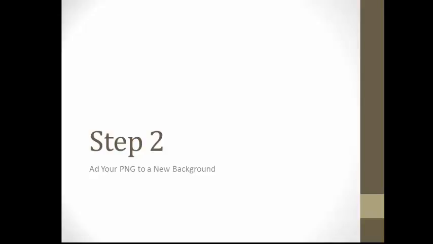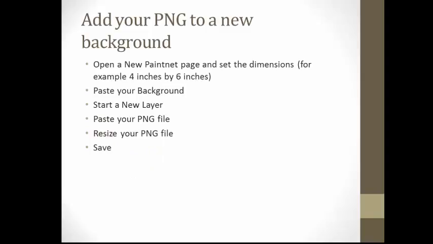The next step that we had was we imported a new background. So let's again overview some of the steps we're going to do. We're going to open a new paint.net page, we're going to set the dimensions, paste our background in, and then start a new layer and put our new file into that. We're going to resize the file and again save.